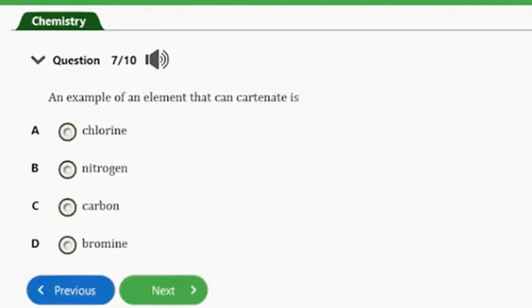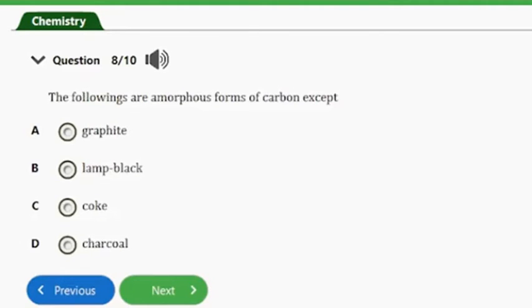That's question number 7 here. It says, an example of an element that can catenate is A, chlorine. B, nitrogen. C, carbon. D, bromine. So guys, for this question, carbon is a good example of an element that can catenate. So catenation is actually the process in which carbon atoms combine with one another to form straight chains, branched chains, or ring compounds containing many carbon atoms. So that's it for this question. Option C is the answer here. So let's consider the next question, question number 8.